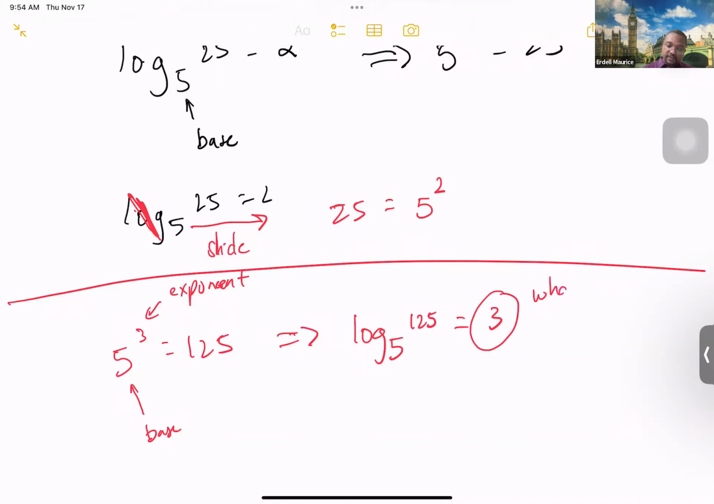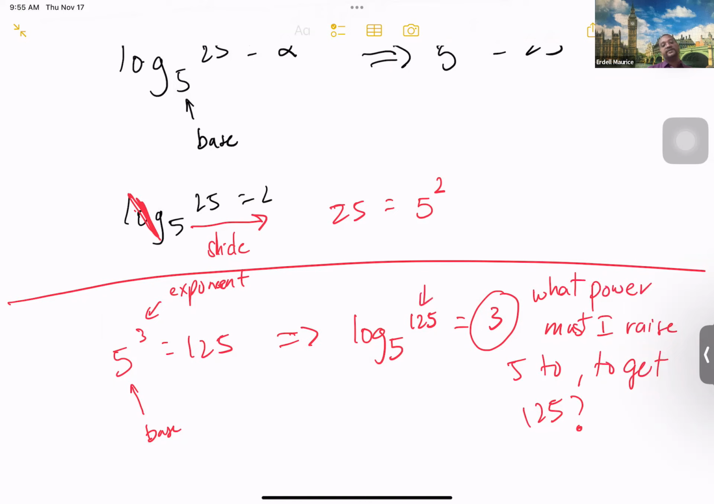What power must I raise 5 to get 125? That's what the question of log is asking. To get this number right here, what power must I raise 5 to? In this case right here, that power is 3.